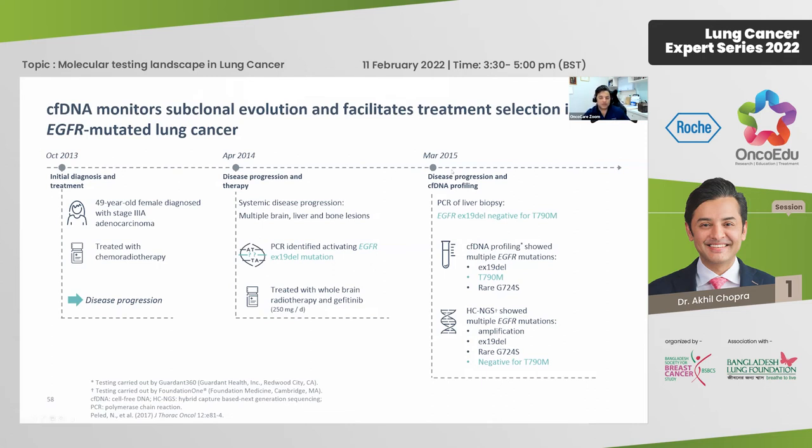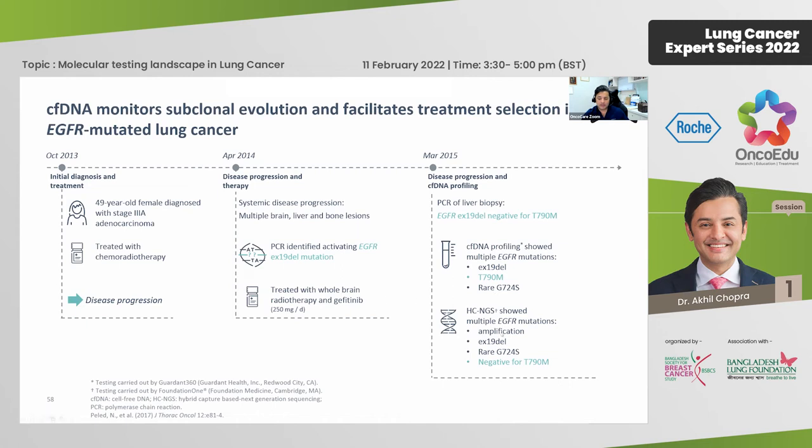In March of 2015, so about 11 months, predictably, she had disease progression in the liver. So I did a biopsy of the liver and did a PCR test, hoping that she had the resistant mutation T790M, because by this time we had data with osimertinib, but it was actually negative. Again, I wasn't convinced, so I sent a liquid biopsy using NGS, and we found multiple EGFR mutations, including the original mutation and T790M, which is what we expect in someone who has progressed after first-generation TKI.